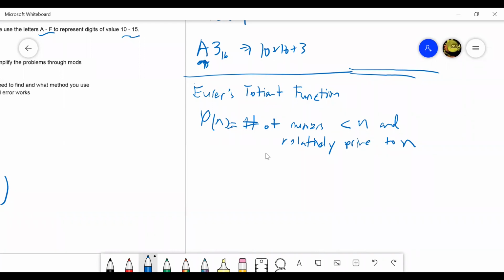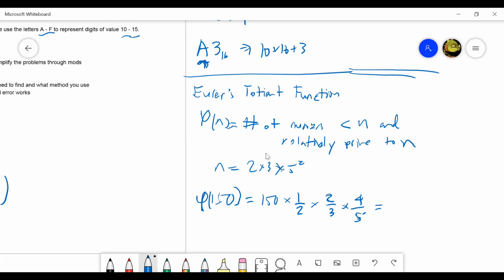So the way you would calculate the totient of a number is you take its prime factorization. If its prime factorization is 2 times 3 times 5 squared, this number would be 150. Then the totient of 150 in this case is equal to 150 times 1/2 times 2/3 times 4/5, which is equal to 40.